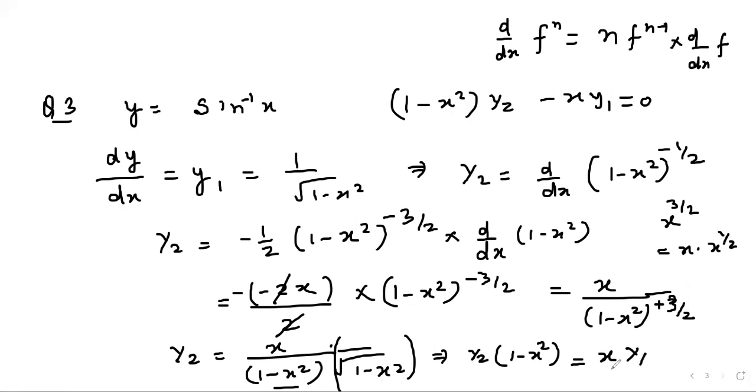We can shift this to LHS. So y2 times 1 minus x square minus x y1 equal to 0, which was what we had to prove. Now let's go to the next question.